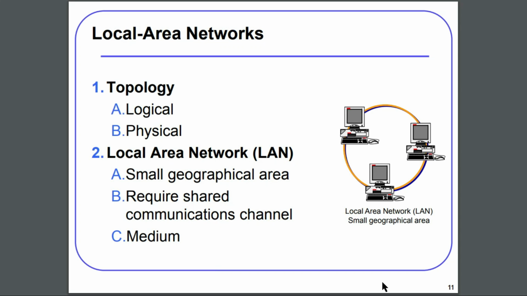This is the local area network. And what is a local area network in a computer system? A local area network covers a small geographical area, requires shared communication channels, and the size is medium. The topology includes logical and physical. As you can see in the picture on the right side, this is a local area network, a small geographical area. So let's move to the next slide.